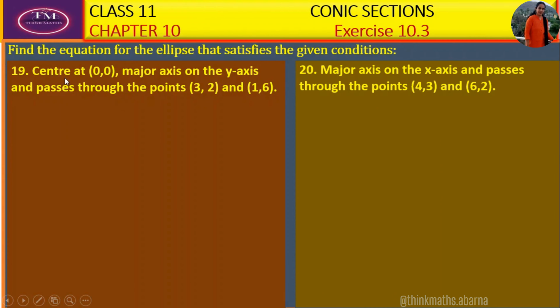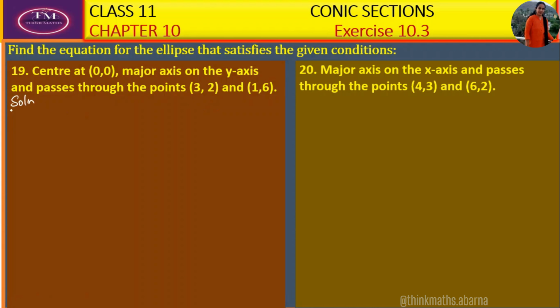What is the condition? Center is at (0, 0). Major axis is the y-axis, and it passes through the points. So they gave the major axis. Our work is to find a and b.